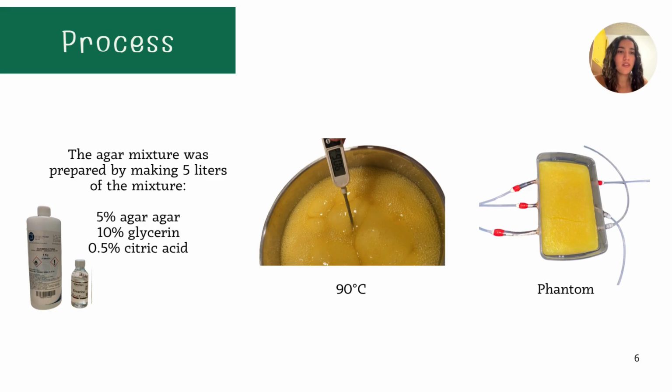This is the process. The agar mixture was prepared by making 5 liters of the mixture, including 5% of agar-agar, 10% of glycerin, and 0.5% of citric acid, and the rest of water. Then it was mixed cold to avoid lumps and raised to a temperature above 90 degrees to achieve proper polymerization. Finally, the mixture was allowed to polymerize at room temperature for 8 hours.